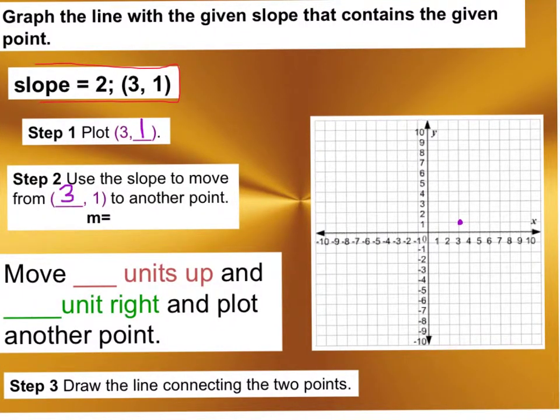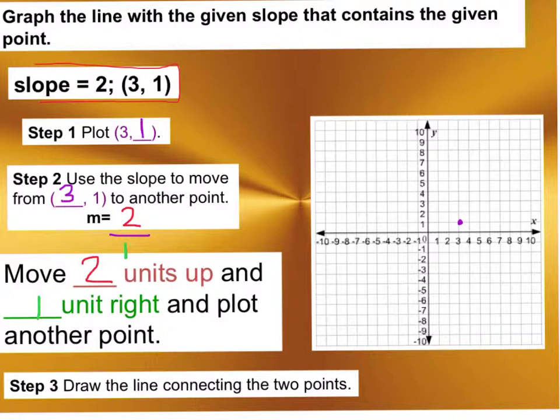Step 2, we are going to use the slope to move from point 3, 1 to another point, and the slope that they gave us was 2, and since it's just a whole number and we need rise over run to plot slope, we are going to do our slope as being 2 over 1. And since it's a positive 2, that means we're going to move up 2 units from the point 3, 1, and we're going to move 1 unit to the right since it's a positive point, and plot another point.